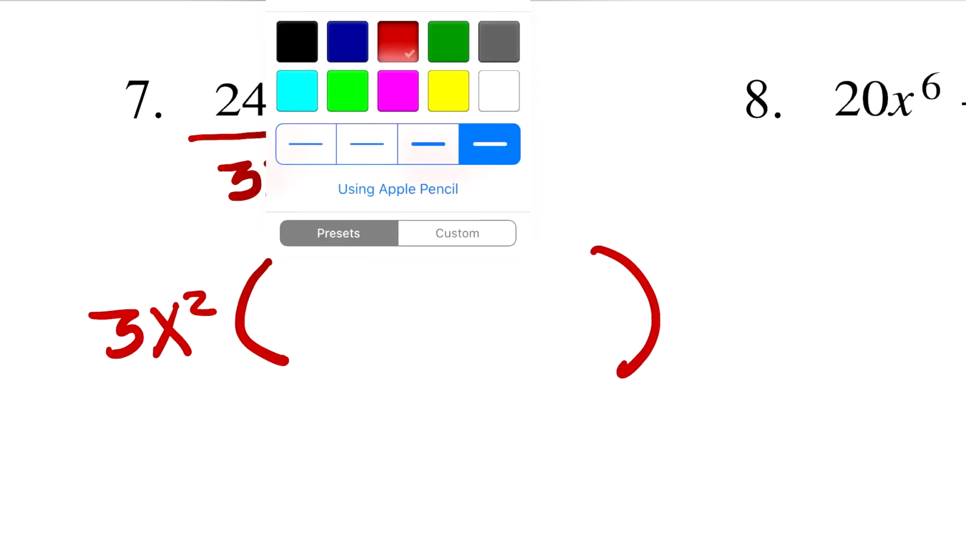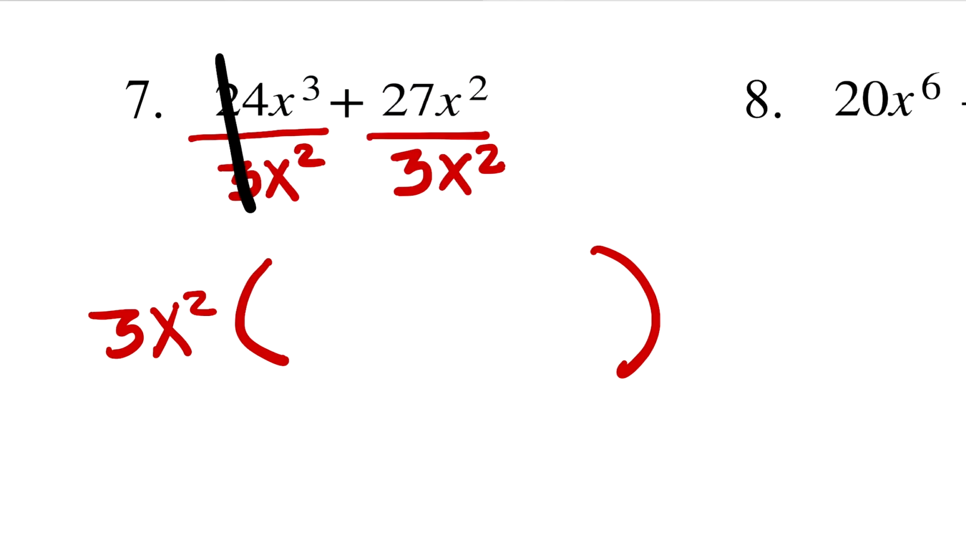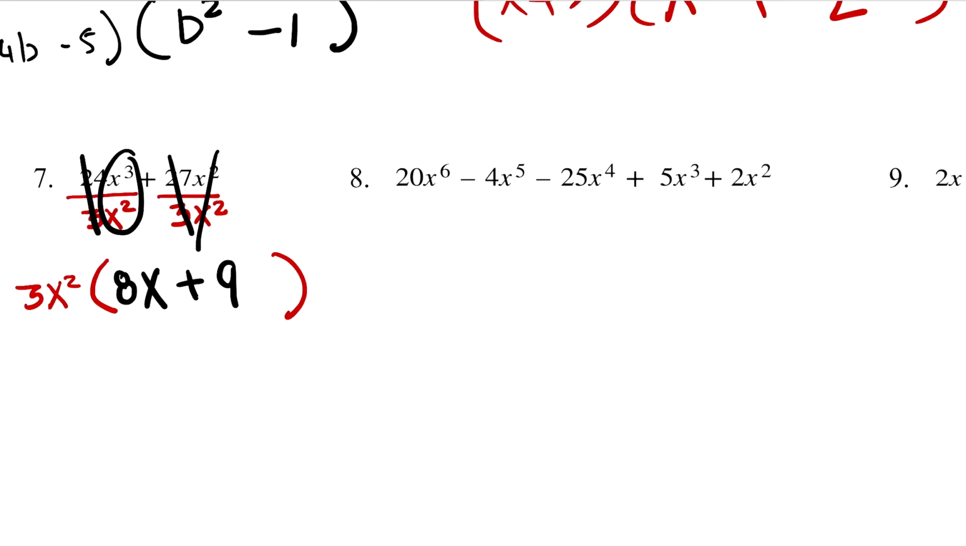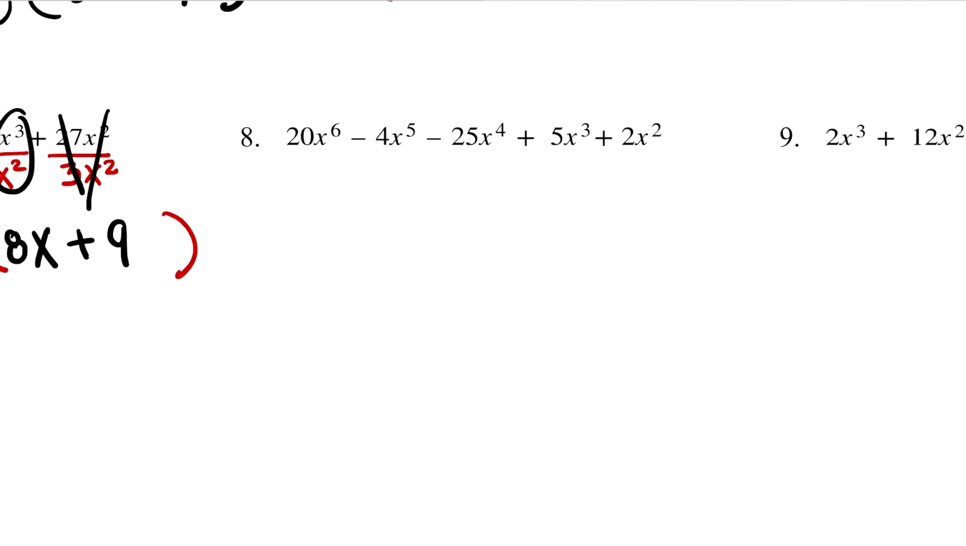Now, if you cancel these out, you're left with an 8. You have an x here. That gives you an x. Cancel that out, you have a 9. And then the x squared goes away. So factoring out 3x squared is the best that we can do. Okay, let's count how many terms number 8 has.